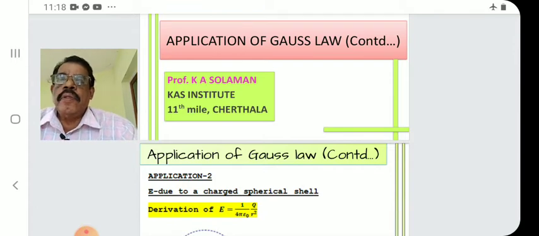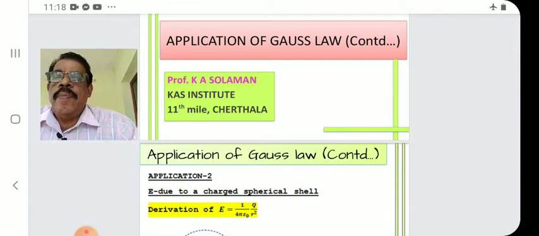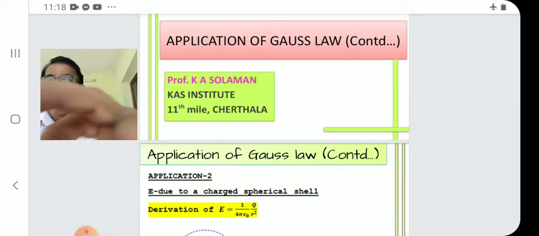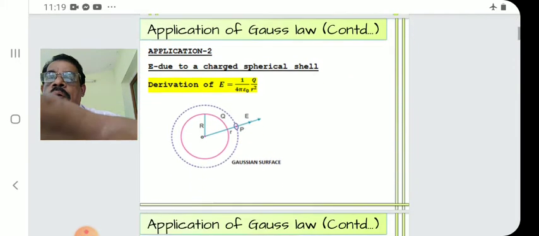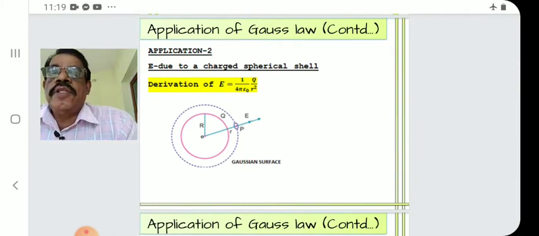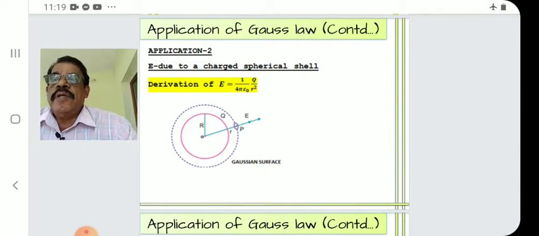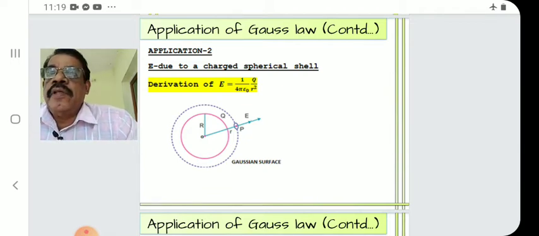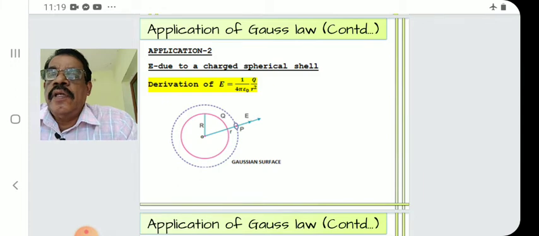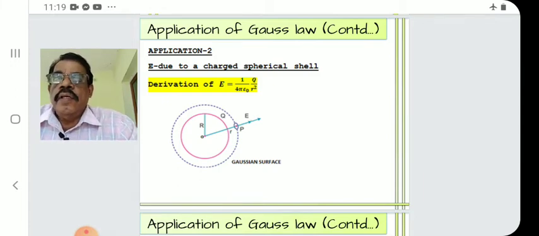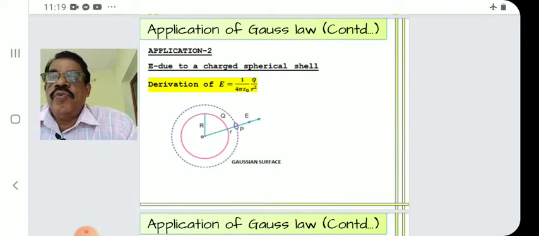Application of Gauss law, continuation. This is the second application, application number 2. E due to a charged spherical shell, or electric field due to a charged spherical conductor. Derivation of E is equal to 1 by 4 pi epsilon 0 q by r square. The equation is E is equal to 1 by 4 pi epsilon 0 q by r square, and this equation we find by applying Gauss law.